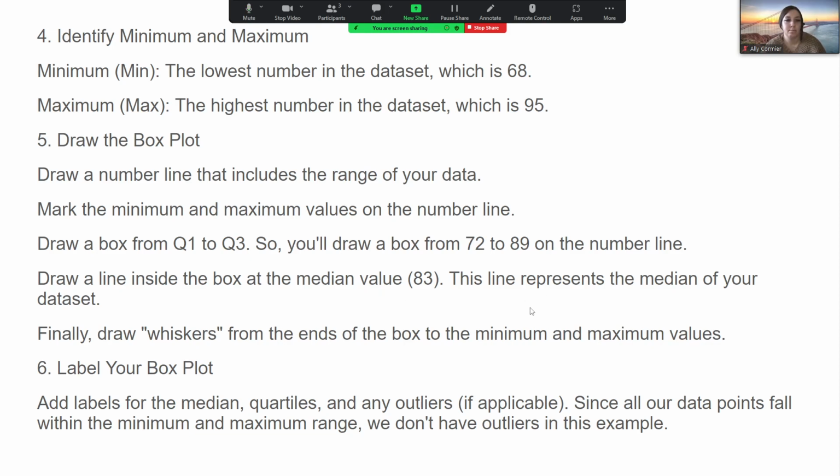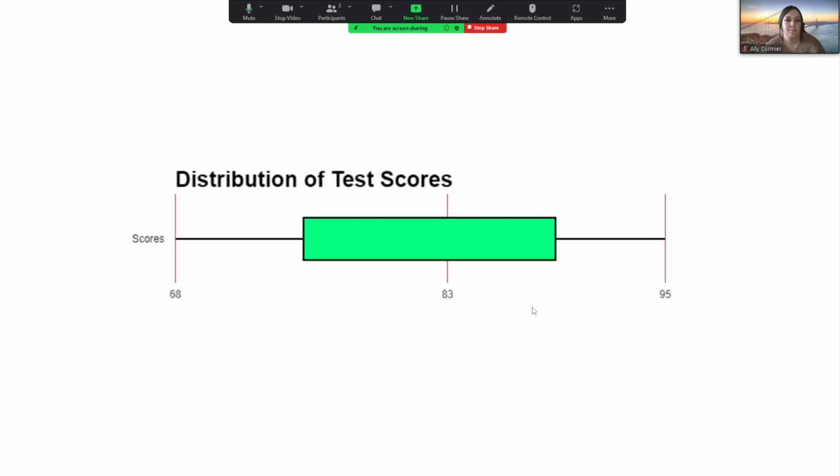And again, this all sounds very complicated, but when you actually put it on a graph, it's pretty easy to understand. Right, your lowest score was 68. Your highest score was 95. These are called the whiskers because they come off of the plot and they kind of look like cat whiskers. Right, 83 was our median. 75 was our first interquartile, and 89 was our third interquartile. So you can see that the data has been broken up into quarters.